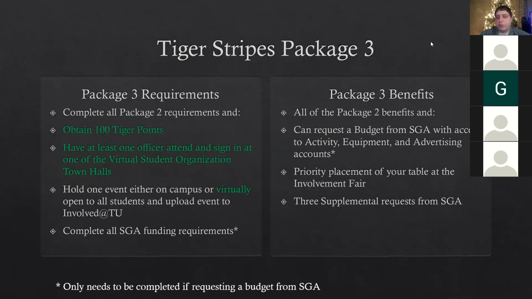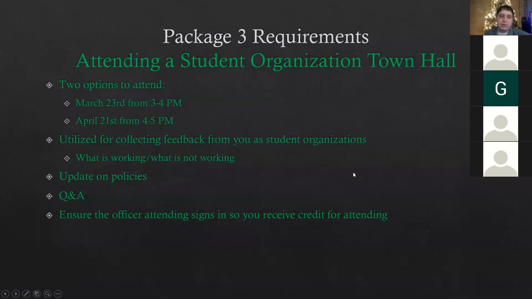If you do those couple things, you will be able to receive the things on the right-hand side, which include the ability to request a budget for next semester for these 3 accounts, priority placement on your table at the involvement fair, and the number of supplementals you can get increases from 2 to 3. For the town halls, we're going to have 2 of them this semester. One will be on March 23rd from 3 to 4. The other will be on April 21st from 4 to 5.